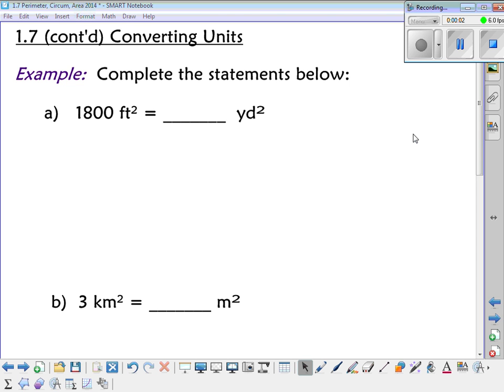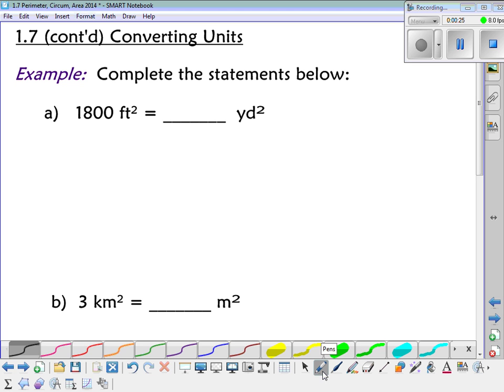This afternoon we're going to be talking about converting units, like from feet to yards or kilometers to meters, inches to feet, and so on. Only we're dealing with area, so square feet to square yards, square kilometers to square meters, and so forth. So, for example, I'm going to figure out 1,800 square feet. How many square yards is that?